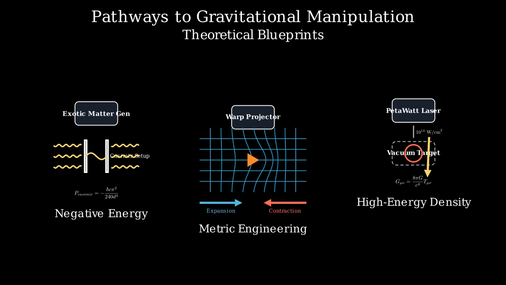Each path presents its own unique hurdles in energy cost and material availability. These ambitious concepts represent the current frontier of theoretical physics. As we refine our blueprints and engineering capabilities, we must ask, which of these pathways offers the most pragmatic starting point for our first steps into gravitational control?